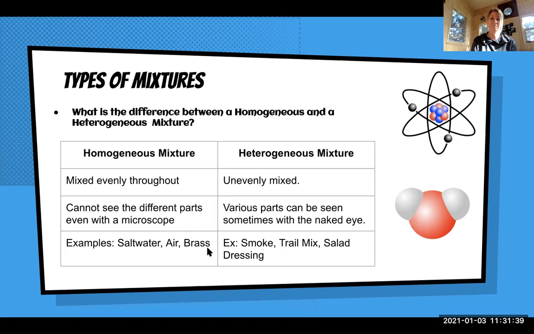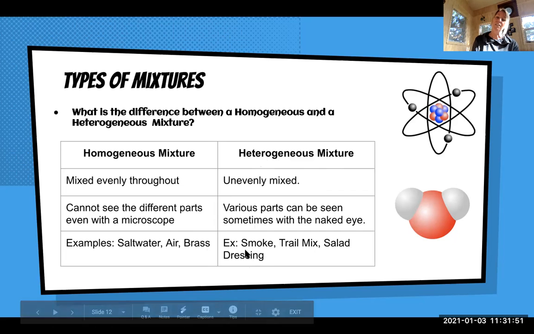to each other. Whereas a heterogeneous mixture is an unevenly mixed mixture. So the various parts can be seen sometimes even with the naked eye. So the examples we looked at before, trail mix, salad dressing, smoke, we can see the different parts in a heterogeneous mixture.